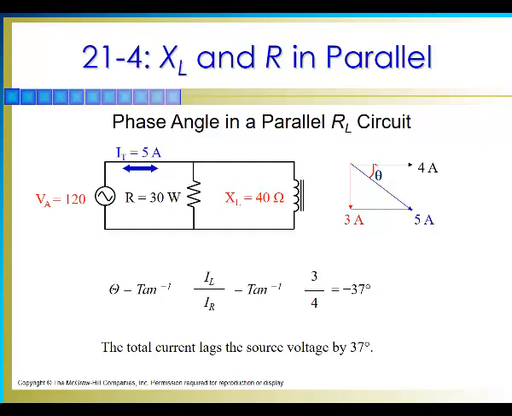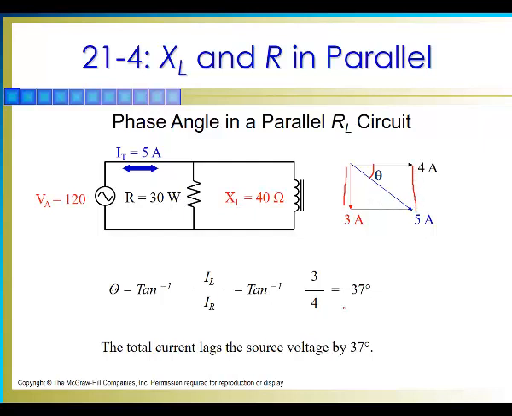Well, it's the inverse tangent of the opposite divided by the adjacent. In this case the opposite would be this right here, which is the same as this one right here. So that would be the current on the inductor divided by the current on the resistor. It would be 3/4. It's negative because I'm going down. From here go down, so this value is going to be negative.